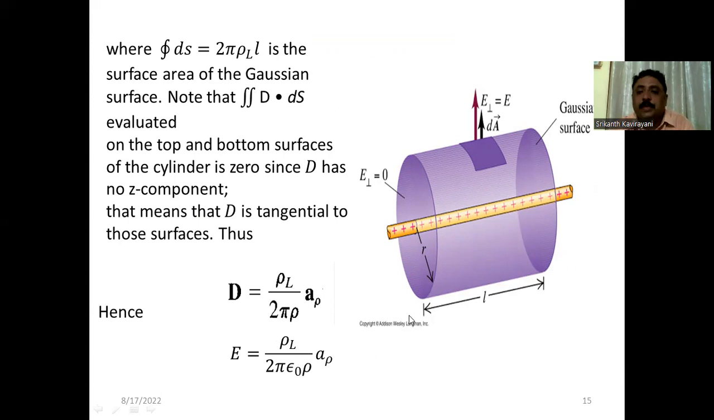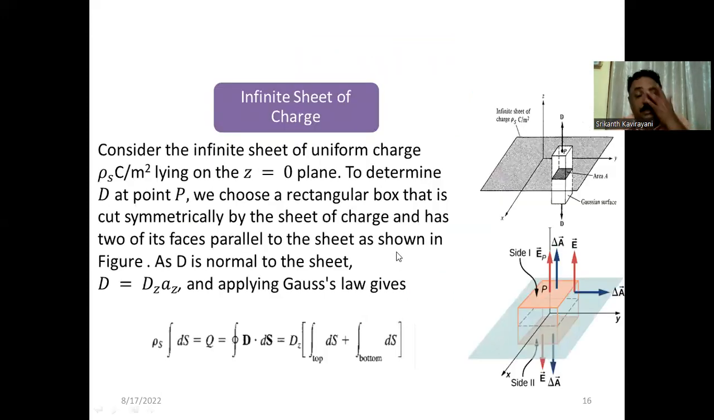And then similarly, the derivation for an infinite sheet of charge can also be done easily with Gauss's law, which would take numerous steps when we are taking other methods to calculate the electric field. Consider the infinite sheet of uniform charge rho s coulomb per meter square lying on the z equal to 0 plane. To determine D at a point P, we choose a rectangular box that is cut symmetrically by the sheet of charge and has two of its faces parallel to the sheet, as shown in the figure. As D is normal to the sheet, D would be Dz az.